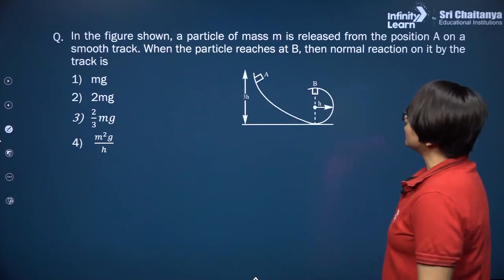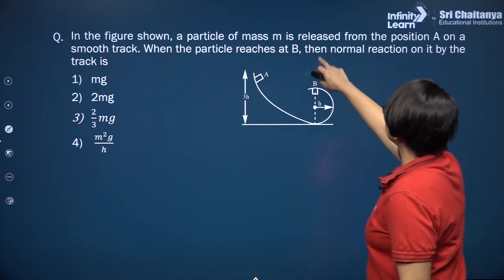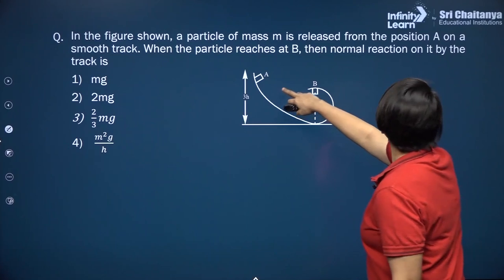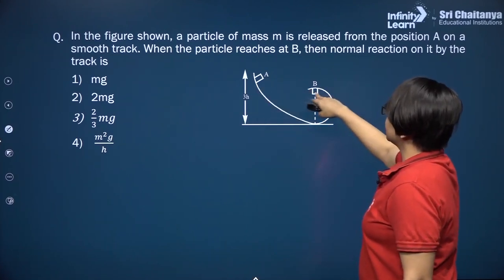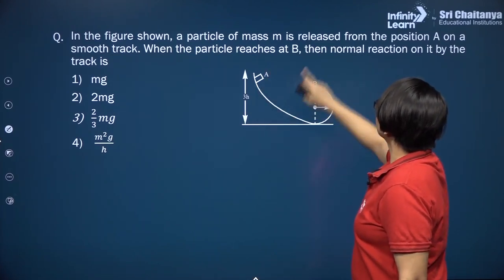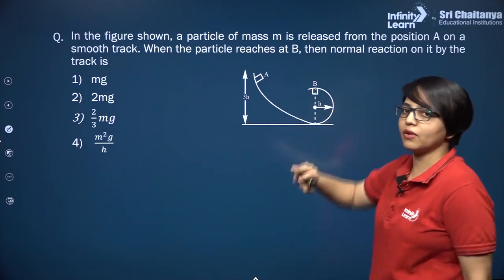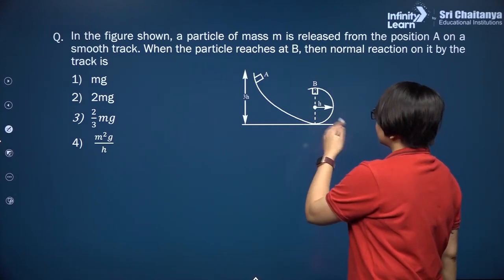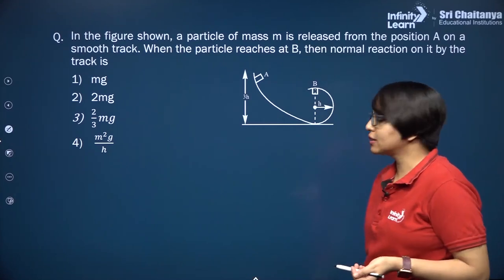Next is this one. In the figure shown, a particle of mass m is released from the position A on a smooth track like this. When the particle reaches B, then the normal reaction on it by the track is. So over here, this is a smooth track. There's no non-conservative force acting on the particle.